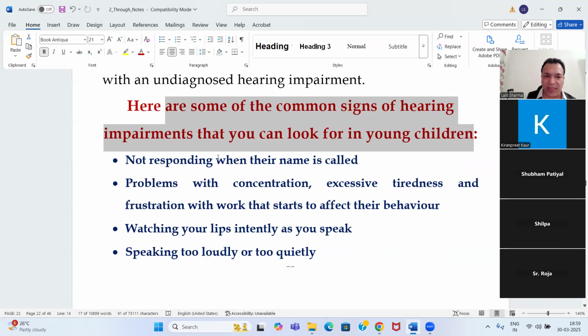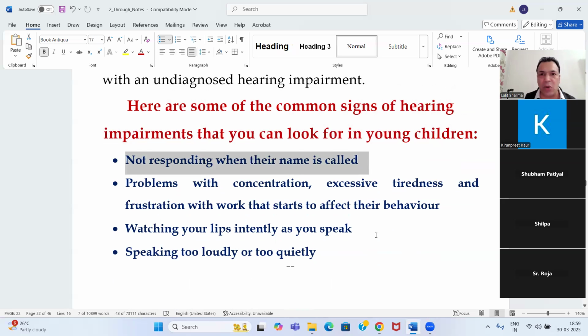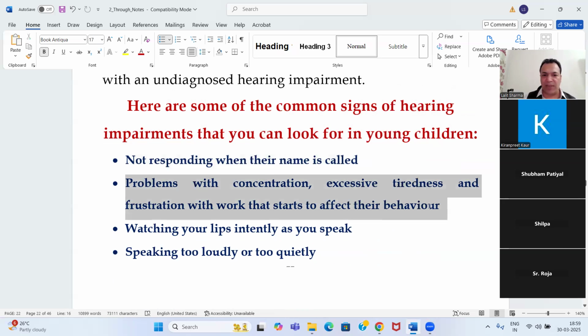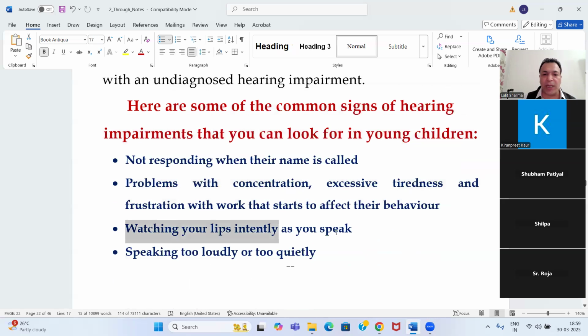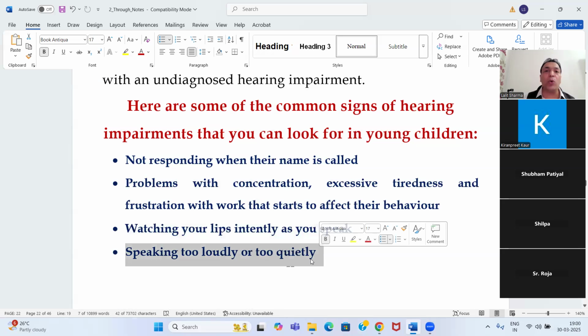For example, your child is not responding when their name is called. For example, problems with concentration, excessive tiredness and frustration with work that starts to affect their behavior, watching your lips intently as you speak, speaking too loudly or too quietly. Matlab, these are the signs. Okay, being a teacher, you can recognize that. Being a father, being a mother, you have to recognize your baby, your young children. Okay.